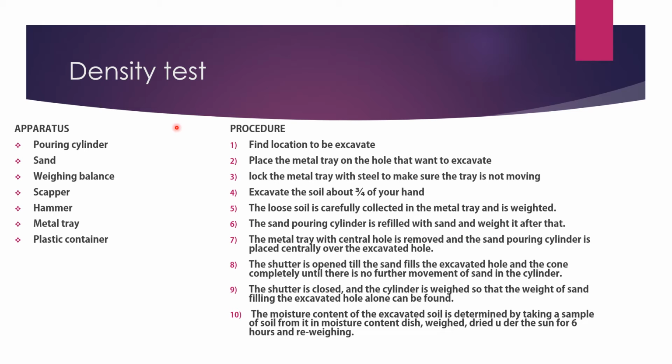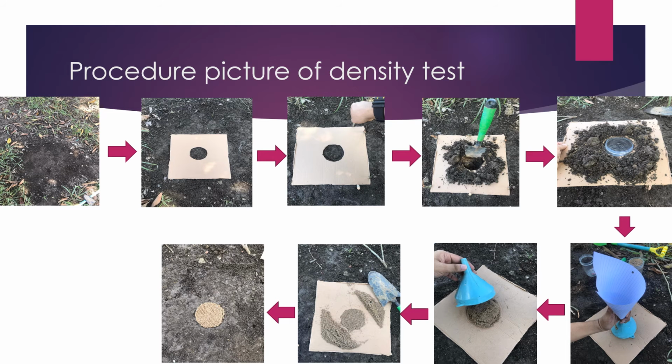Next, we continue to the density test. To conduct the density test, we need apparatus like a pouring cylinder, sand, weighing balance, scraper, hammer, metal tray, and plastic container. On the right side is the procedure. This is the picture of the procedure of the density test.